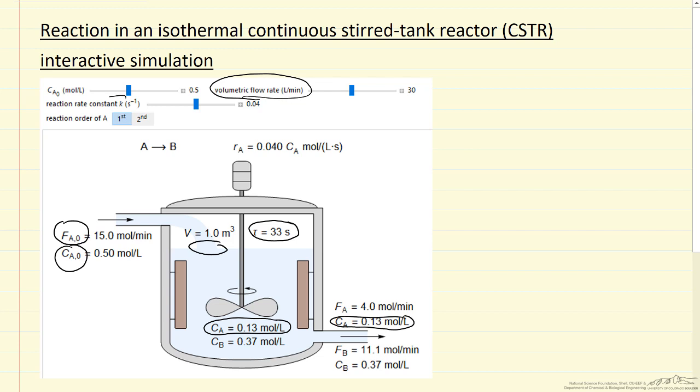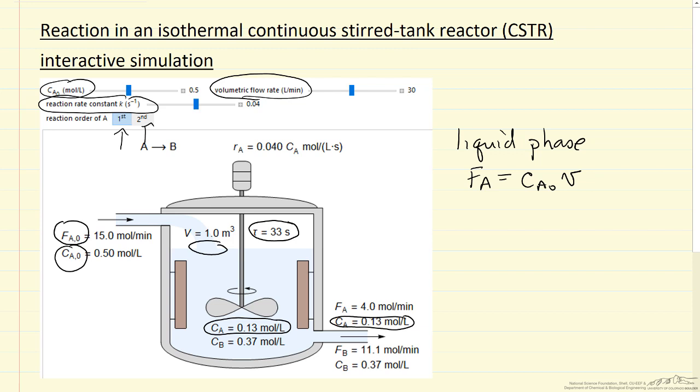If we increase the rate constant, then the reaction is going to go faster, and we're going to have a lower concentration of the reactant in the product stream. We can also change the concentration entering the reactor. And finally, we can do this for first or second order. A couple of things: we're assuming liquid phase, and this means the volumetric flow rate is constant. So the molar flow rate of A would be the concentration of A times the volumetric flow rate.